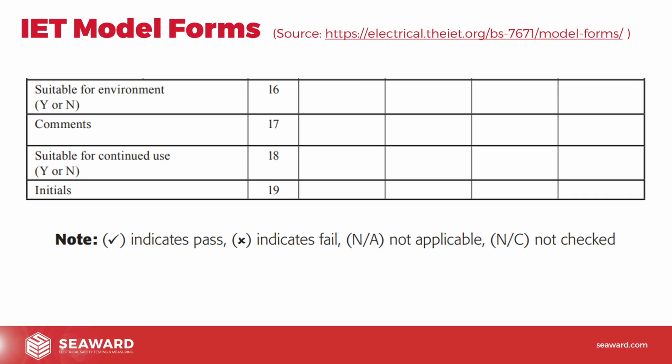However, if we've got a class 1 item and we couldn't do the earth continuity test because there's no exposed earthed parts to check to, that wouldn't be not applicable. An earth continuity test is applicable to that piece of equipment, we just didn't check it. So in that case, that would go down as an NC, or not checked, because we didn't check that particular item. It would be applicable, but we didn't check it.